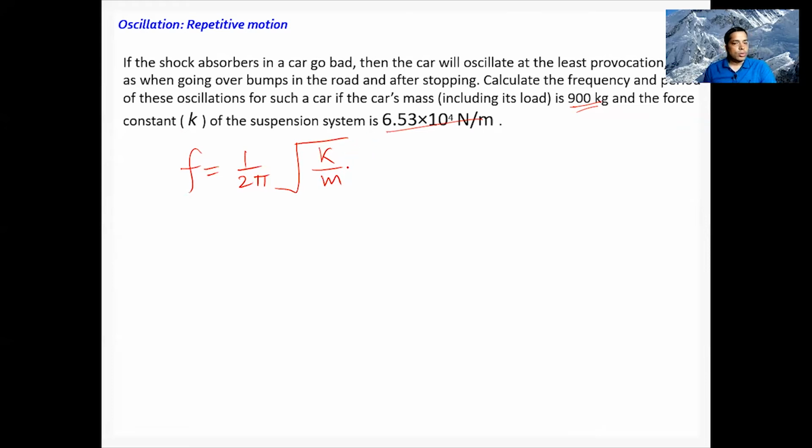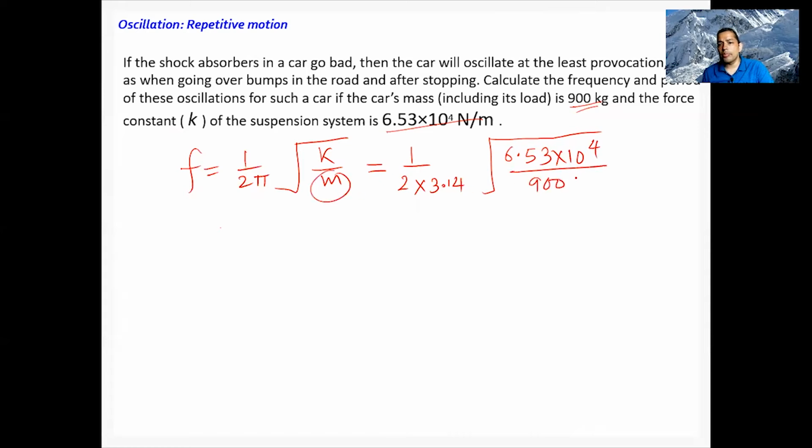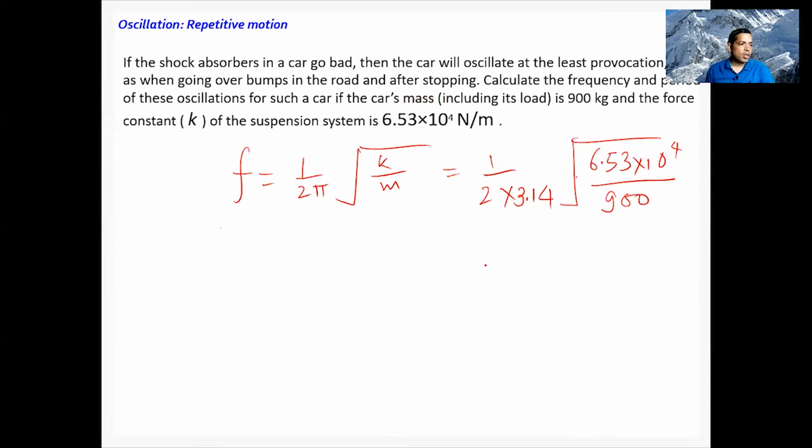All right, so let's plug in the values. If you plug in the values, what do you get? 1 over 2 pi, where pi is 3.14. Then k, what is k again? k is given here, 6.53 times 10 to the 4. Then you have m. What is the mass? Mass is 900 kilogram. Make sure all the quantities involved have the same system of units. In this case, mass is 900 kilogram, which is mks, and this is also mks, Newton per meter. So that's why we have everything in mks.